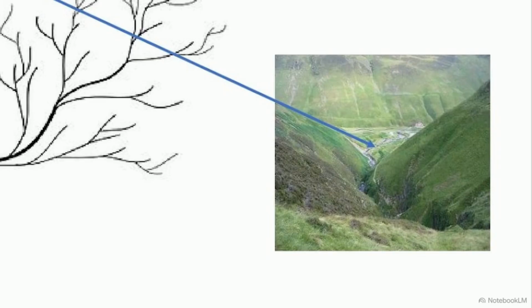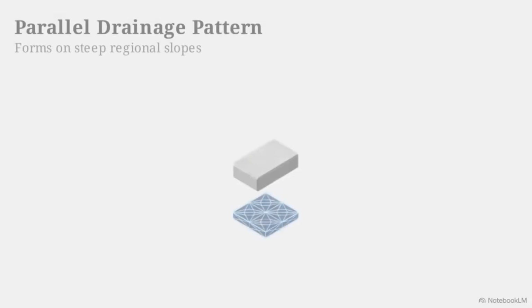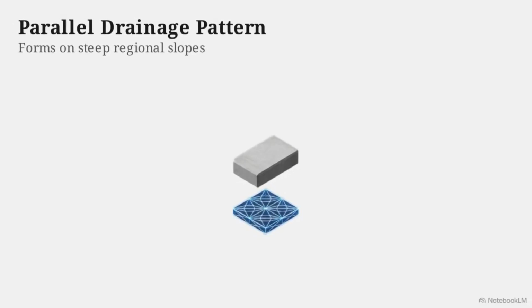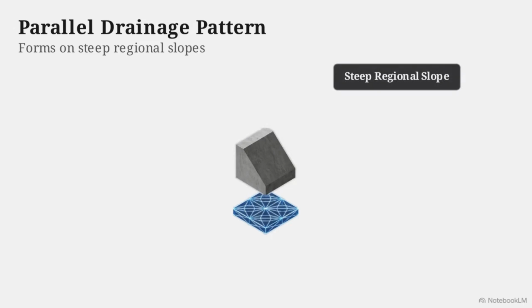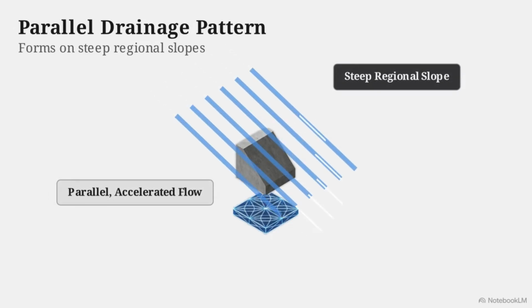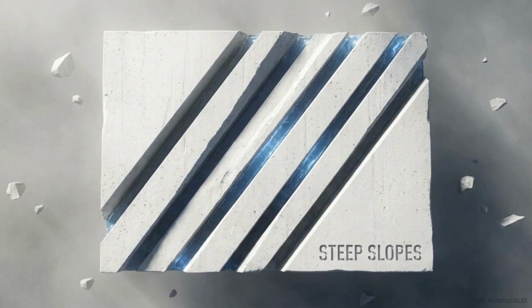In the real world, dendritic flow cuts straight down over time, carving these classic, steep V-shaped valleys into the uniform rock. We can modify this baseline by tilting the uniform block model into a severe, steep regional slope. This extreme gravity forces the water to accelerate, stretching the streams out and forcing tributaries to flow side by side rather than branching outward. This stretched geometry is known as the parallel drainage pattern.